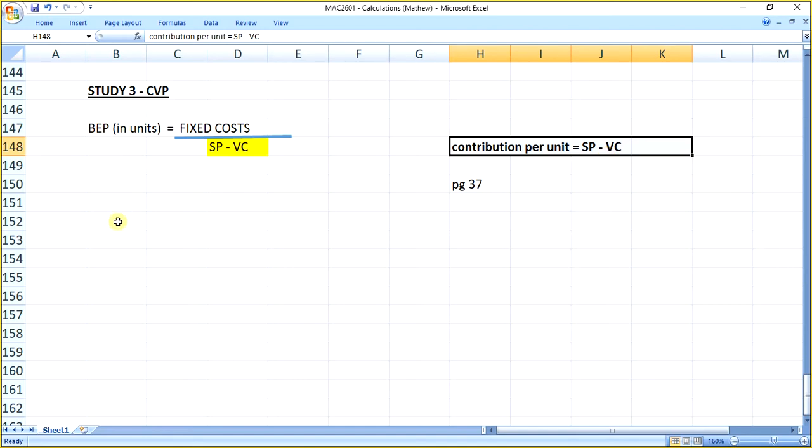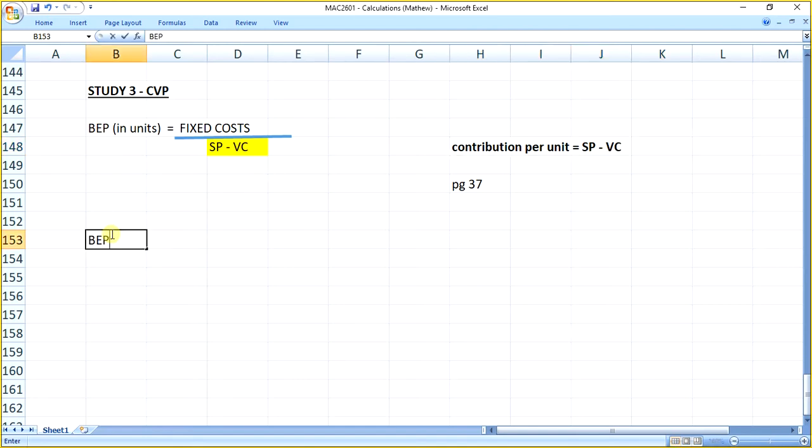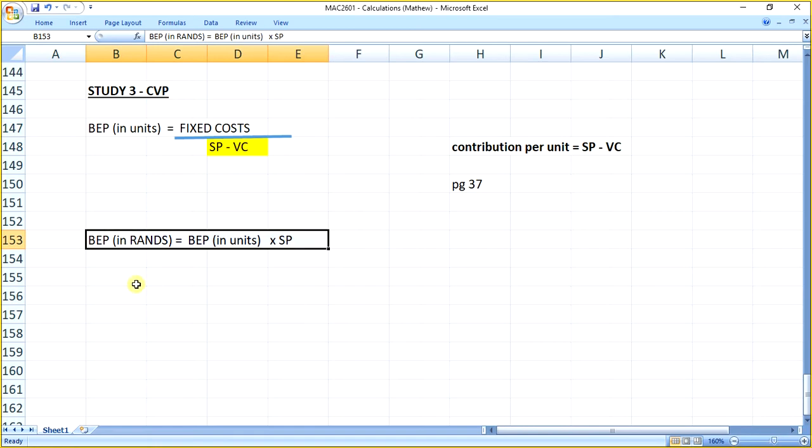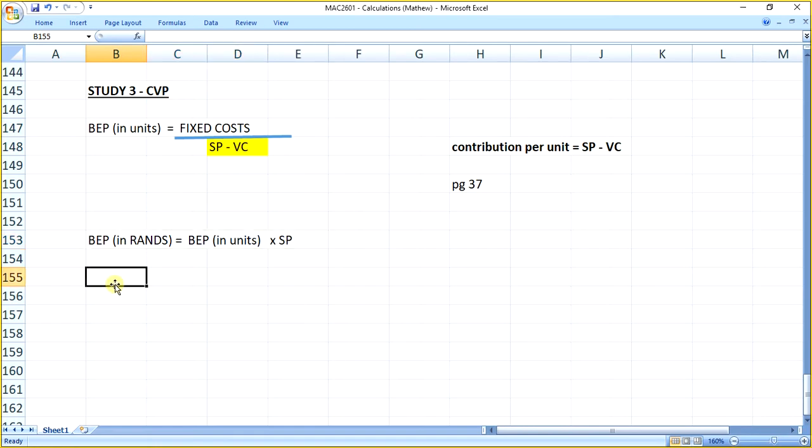If you want break-even point in rands, BEP in rands, in sales volume, sales revenue, you don't have to learn a new equation. All you have to do is take the break-even point in units and multiply it by the selling price. You'll get the same answer. So those are the two equations that you need for this particular section. Okay, got that? Yes.